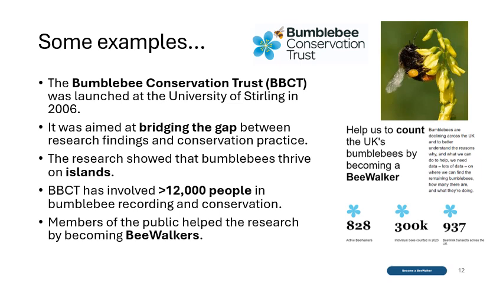One good example of community research that was done at my university, the University of Stirling, was the research launched by the Bumblebee Conservation Trust in 2006. The Bumblebee Conservation Trust is a conservation charity that aimed to bridge the gap between research findings and conservation practice. The research involved over 12,000 people in bumblebee recording and conservation and found that bumblebees thrive on islands. As a result, we now have a clear idea how to conserve bumblebees.